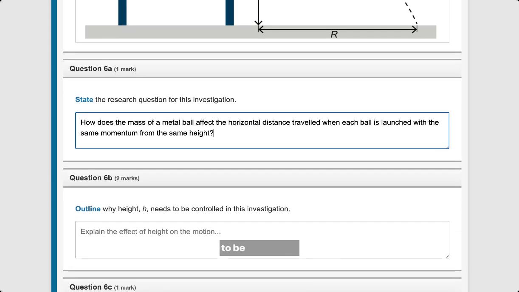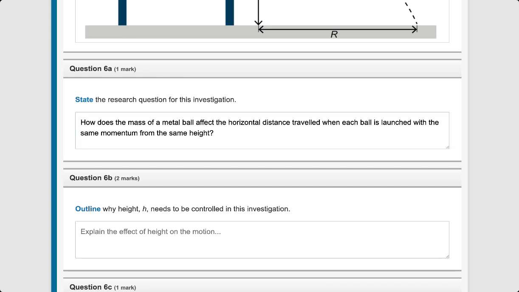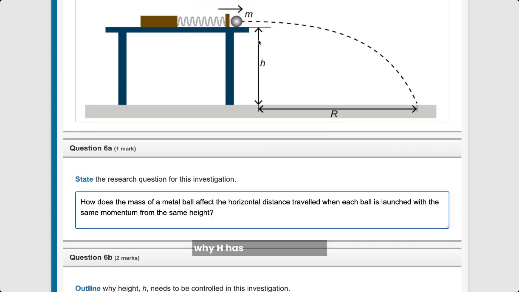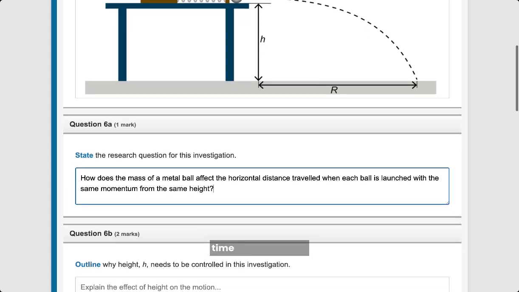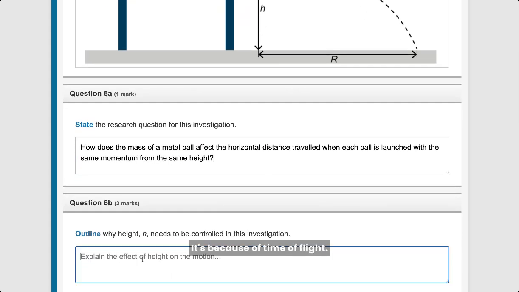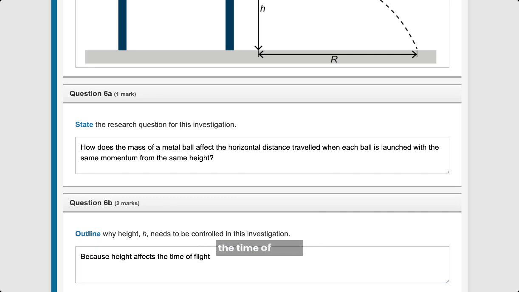Outline why h needs to be controlled in this investigation. They are asking why h has to be controlled. The height from which the mass is propelled has to be controlled because height affects the time of flight. If the height changes, then the ball will have a different time of flight, right? So you need to say that the height affects the time of flight.